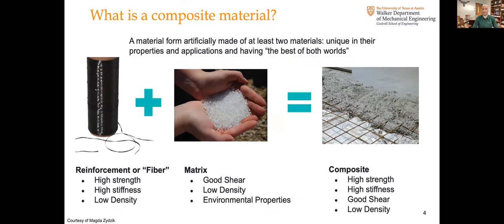So what about a composite? What is a composite? Whenever you put two or more materials together, but you have to artificially do that, in order to get the combined properties of those two materials, you form a composite. A very good example of that, let me switch to the laser pointer here, is when we put fibers that are very strong and stiff with polymers that have very good shear properties, these fibers that don't have good shear properties, you get a polymer composite.